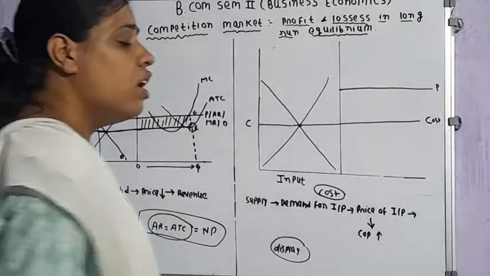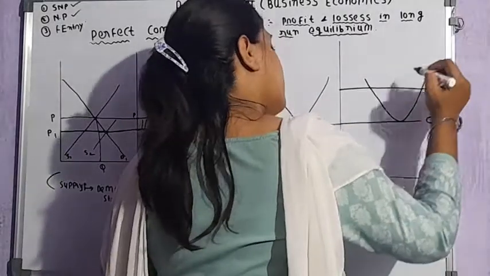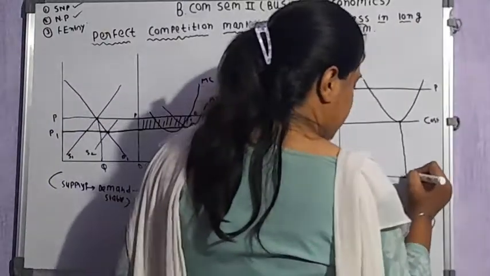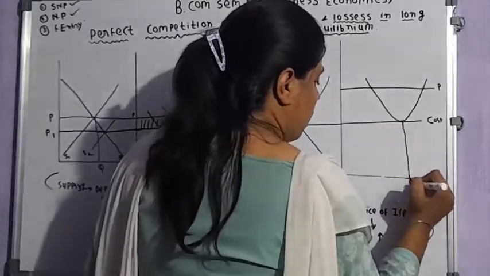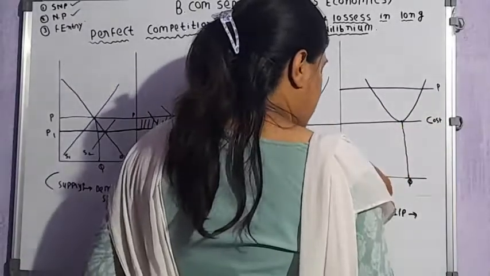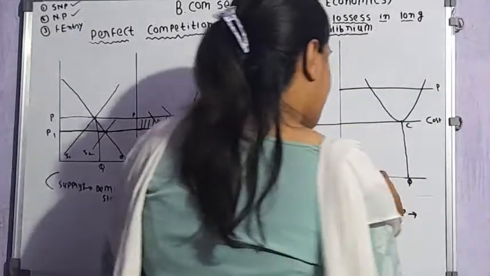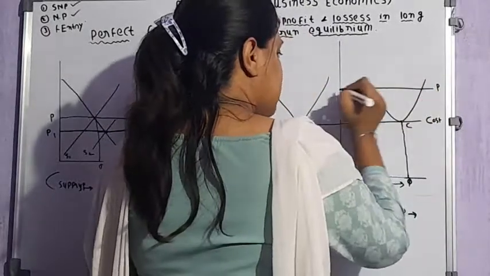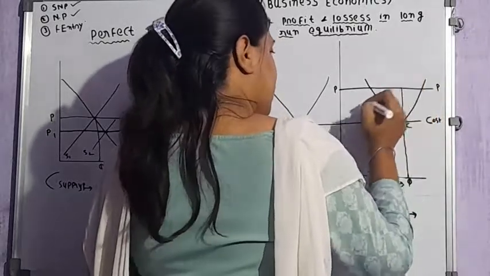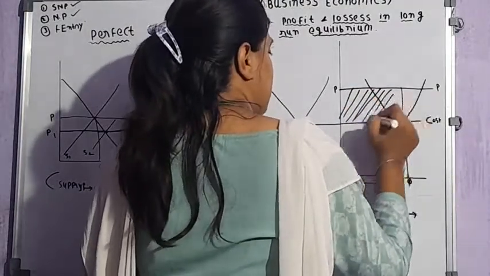Now what is happening? When we draw the ATC, the average total cost curve, it is U shaped. So here you can see that the cost to produce this OQ quantity is OC. We will give it a name, OC. And it is being sold at the price of OP, as it is a price line. So this shaded portion that we can see here represents the supernormal profit, right?